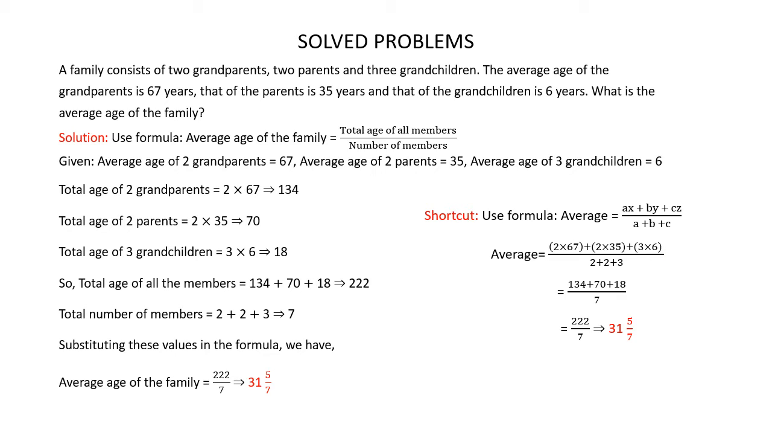2 multiplied by 67 is 134, 2 multiplied by 35 is 70, 6 multiplied by 3 is 18, 2 plus 2 plus 3 is 7. So 134 plus 70 plus 18 is 222. So 222 divided by 7 will give us 31 5 by 7. So the average age of the family is 31 5 by 7.